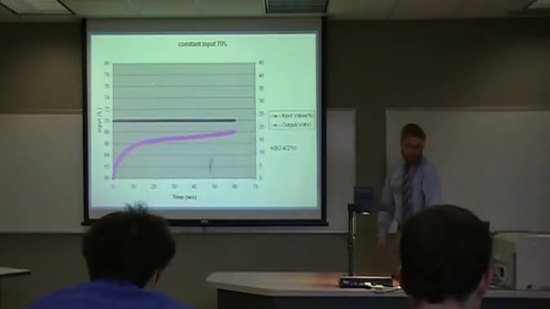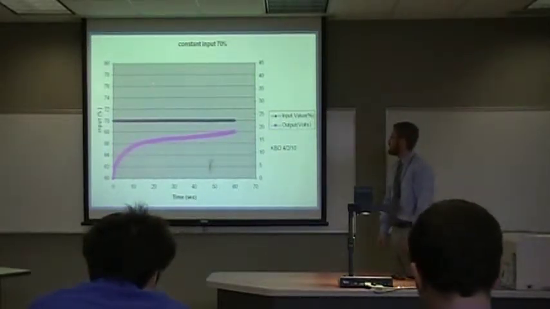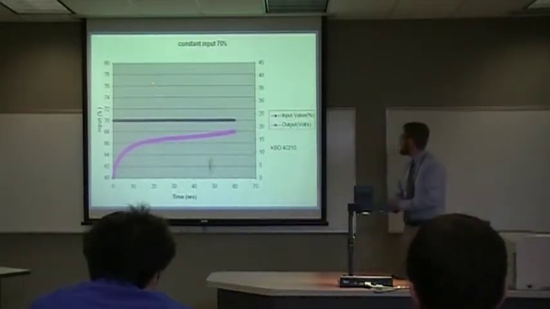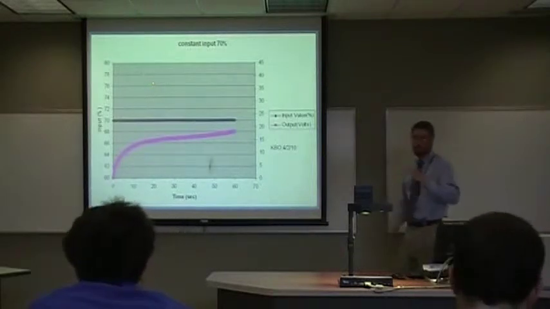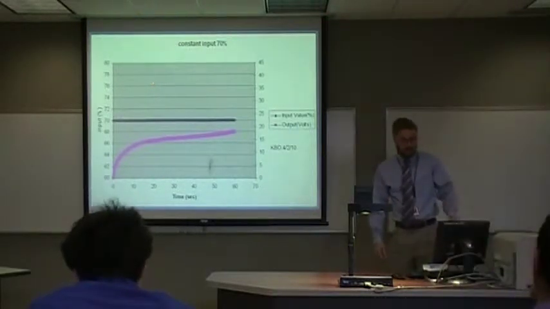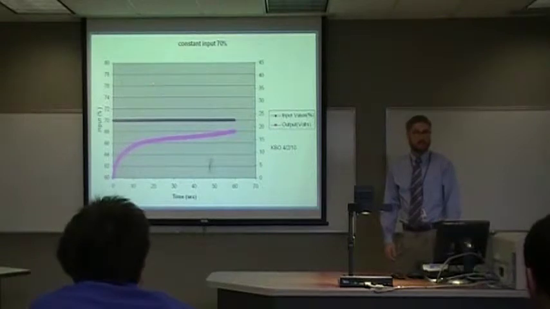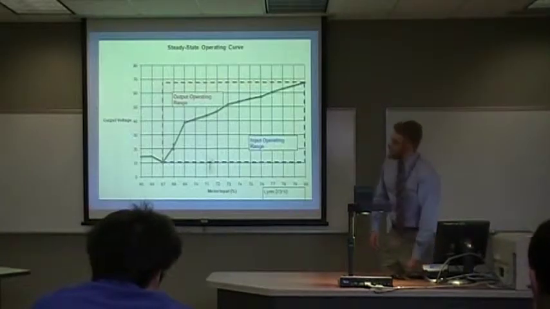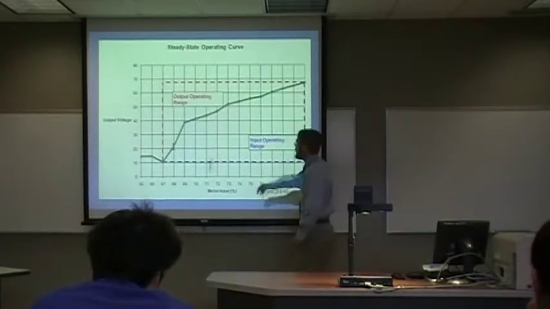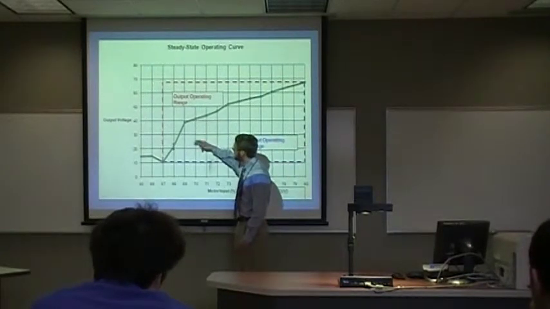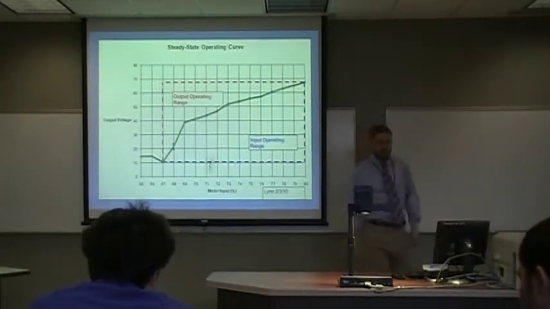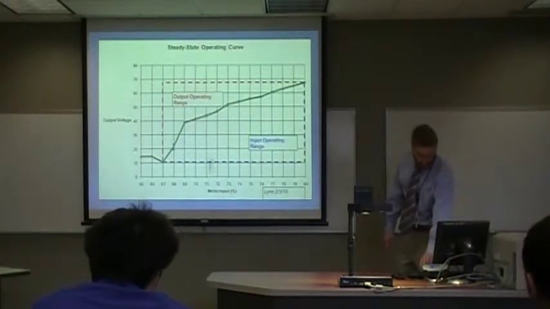Here's the same exact experiment run at a different time. 70% input speed, and after 60 seconds it's only around 18 volts, but it's still rising. If you let it go on and on, it'll eventually trail up to like 25 or 30 volts, but it changes from day to day. So back to our SSOC, the same point that was at 41 could just as easily have been down here, depending on when we ran it, and same for here. It could have gone up or down depending on what was run before us.